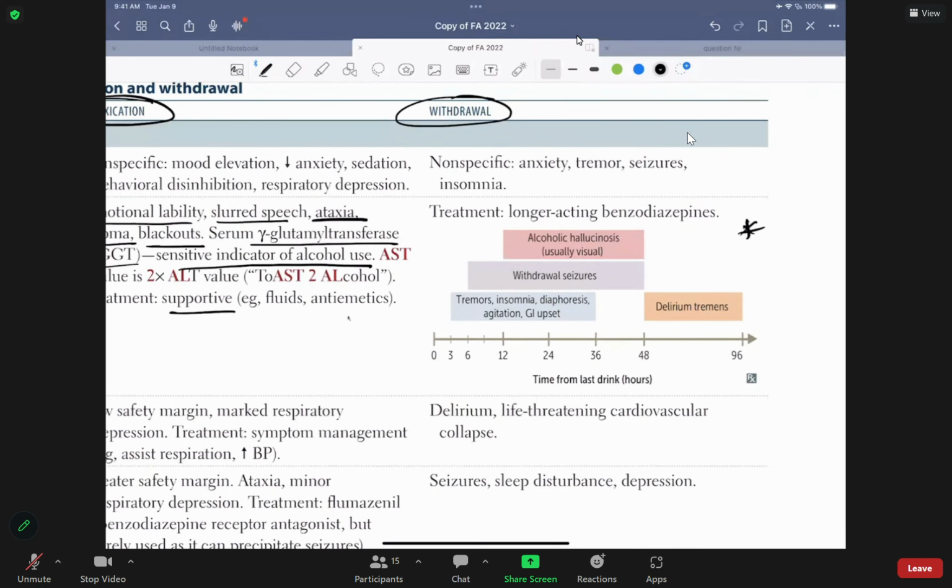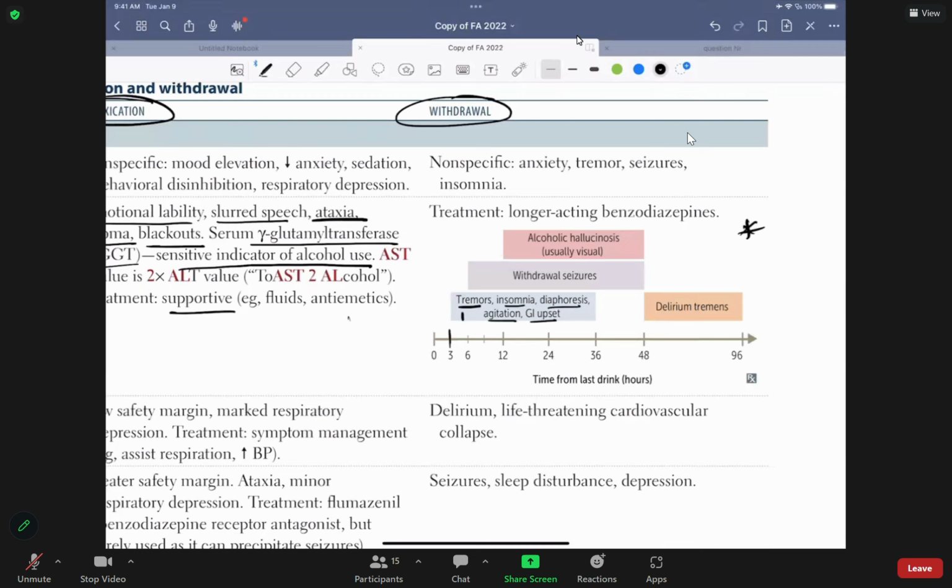in order. So the first symptom of withdrawal is tremor, insomnia, they sweat all over, agitation, and GI upset. That starts about 3 hours from their last drink. That's the first one. Let me write that. So these people, within 3 hours, they will start having the shakiness and all these symptoms, folks.